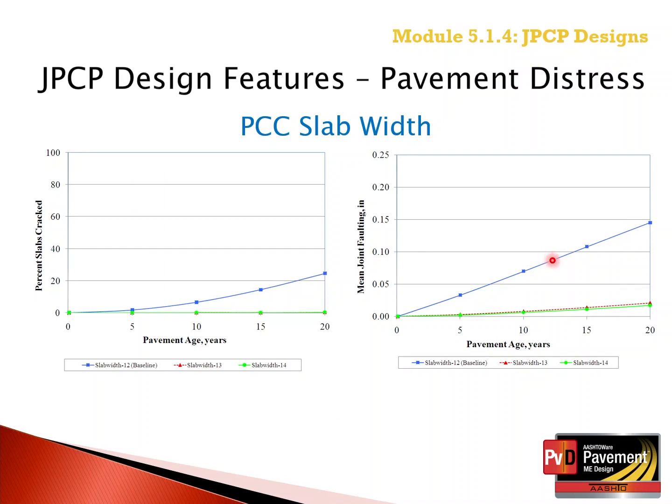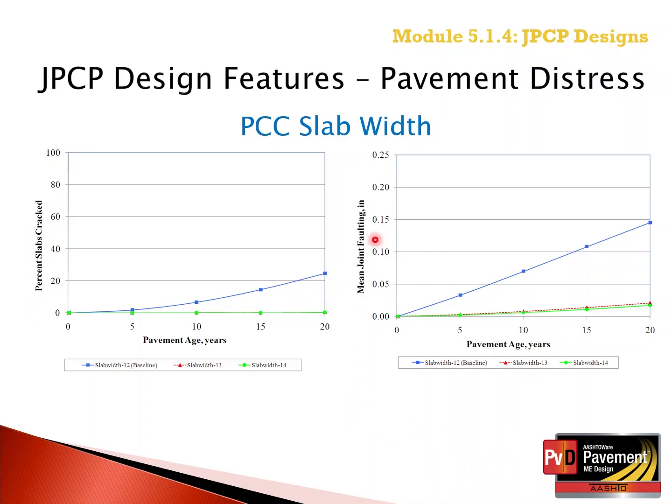Increasing the PCC width or using a widened slab reduces the tensile stresses and corner deflections of the concrete slab. So this shows the percent cracked slabs as a function of pavement age for different widened slabs. The blue is 12 feet. In other words, there is no widened slab. The green and the red that's not shown show a 13 and 14 foot widened slab. And as you can see, that does have a pretty significant impact on percent cracked slabs.